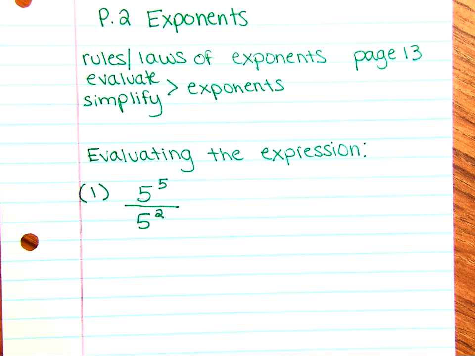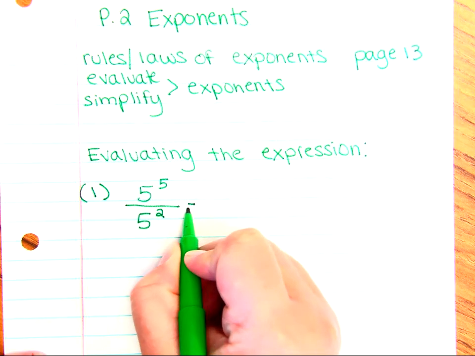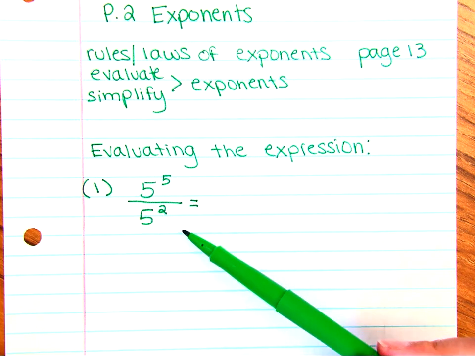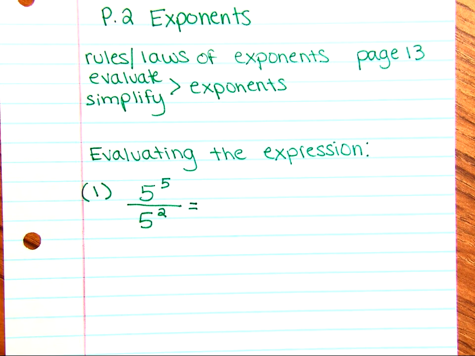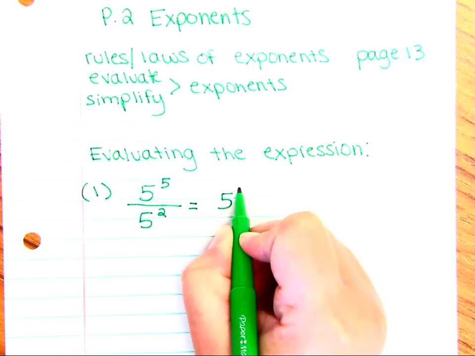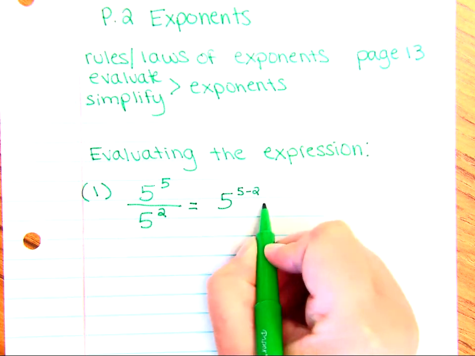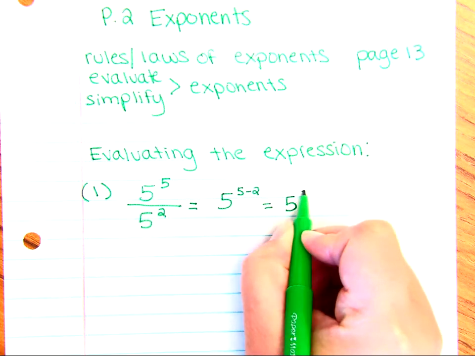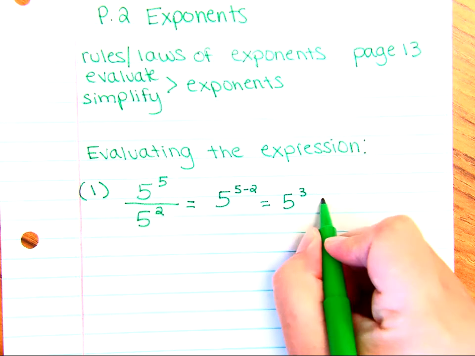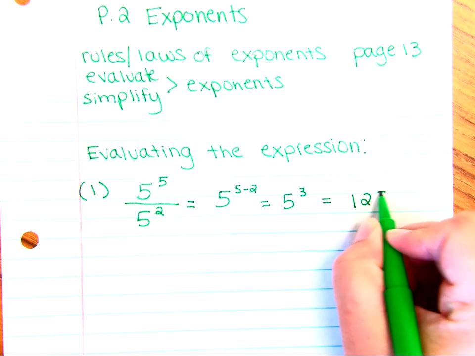Now I could get out my calculator and figure out what 5 to the 5th is, and then 5 squared, you should know, is 25, and then divide the 2. But I can use one of my laws, which says that if I am dividing two exponents with the same base, that I can subtract the exponents. So really, this is 5 to the 3rd. Now again, you're evaluating, so you should have an answer. So that would be 125.